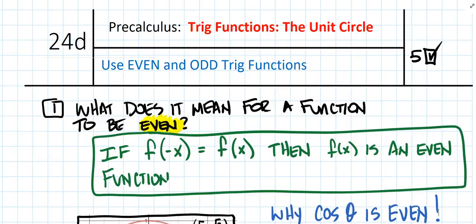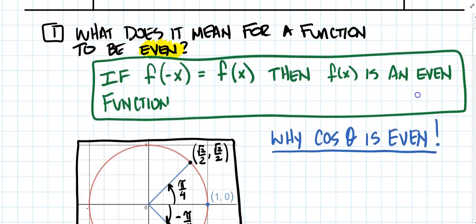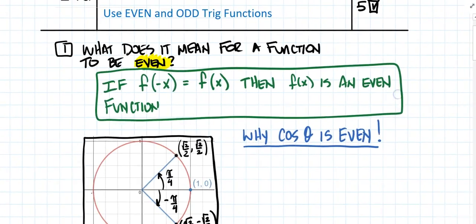Welcome to Precalculus Concept 24D underneath trig functions and unit circle. We're going to use even and odd trig functions to find exact values. There are 5 boxes here, so let me break this down for you. Let's talk about box number 1.